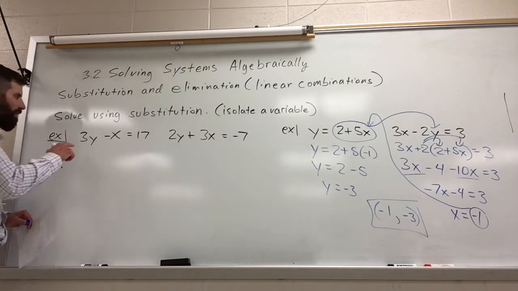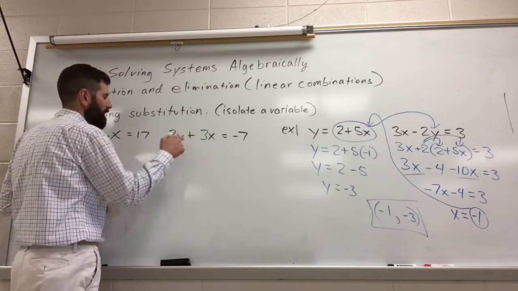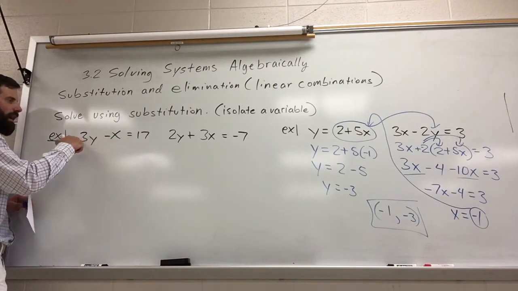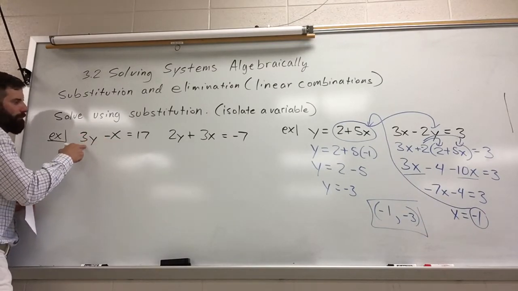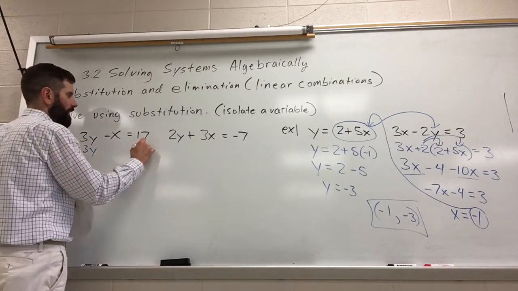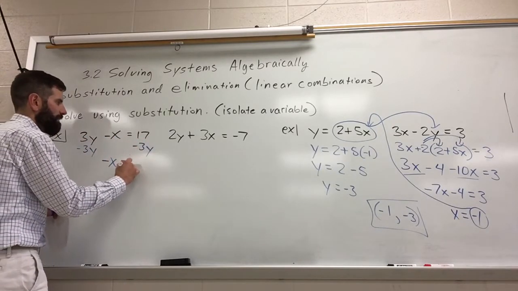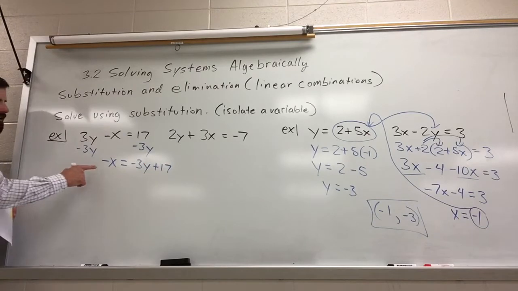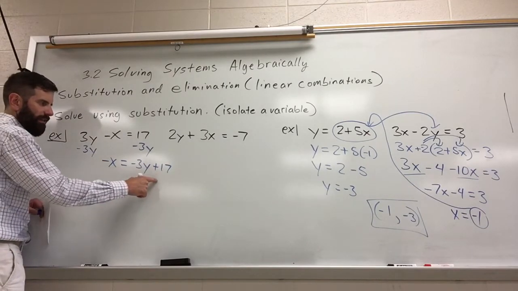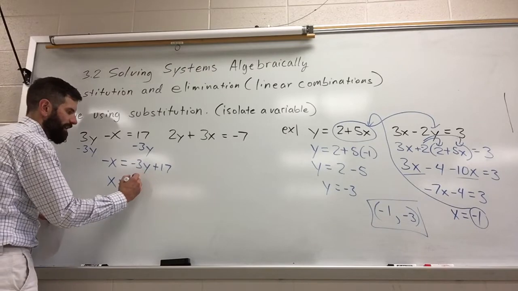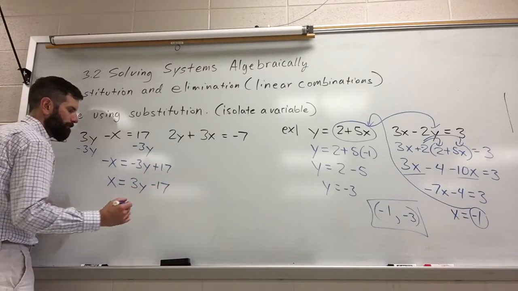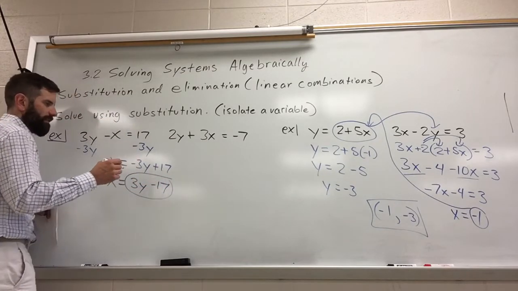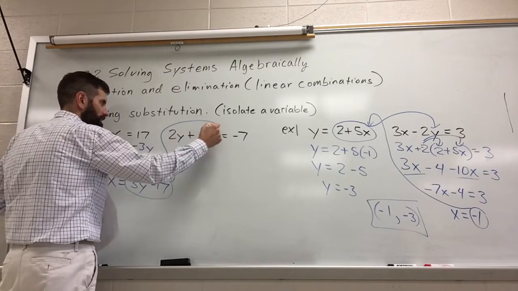And all my variables have coefficients in front of them, but to me this is going to be the easiest one to get by itself. I'll show you why. I need to undo this 3y, so I'm going to subtract a 3y. I'll get negative x is equal to negative 3y plus 17. They're not like terms. And then to undo this negative, I divide everything by negative, and it just changes the signs. So I've solved for x, I've isolated x, now I'm going to substitute it into the other equation.